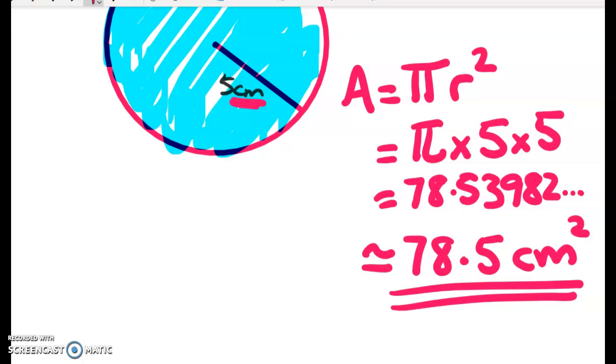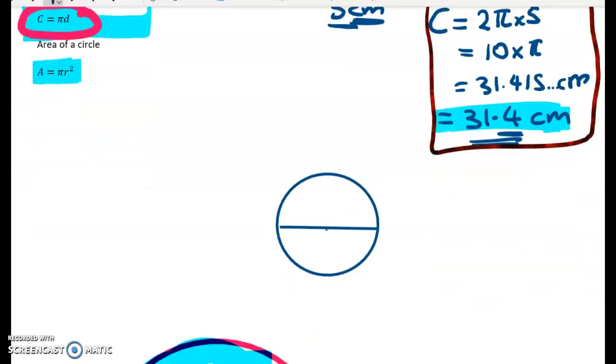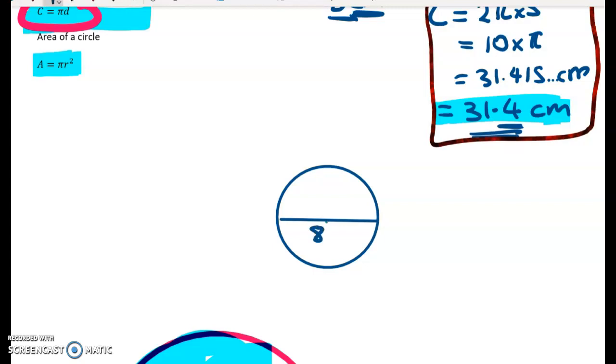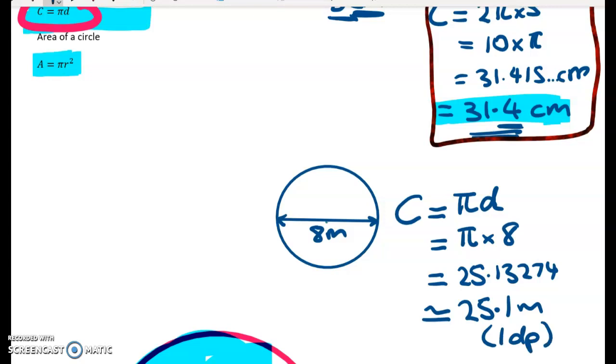But there's one more thing we haven't practiced yet, and that's an example of how to find the circumference when we've got the diameter. Okay, so here's my circle. My diameter here, I'm going to say, is 8 meters across. Obviously not to scale. This one's really easy. The formula is the circumference is equal to pi times the diameter. So it's just pi on my calculator times 8. That gives me roughly 25.13274, which is approximately 25.1 meters, and I'm rounding that to 1 decimal place.